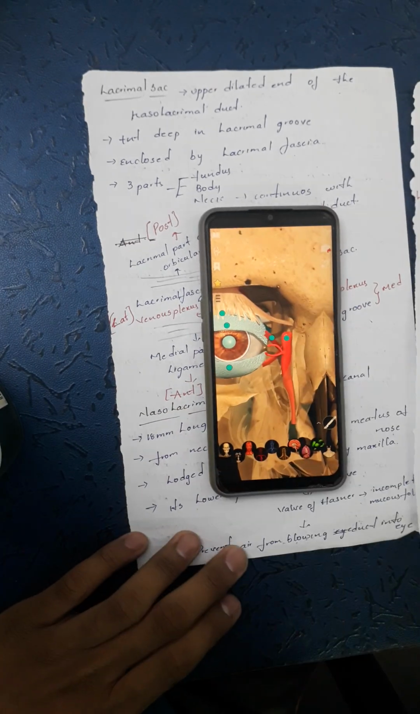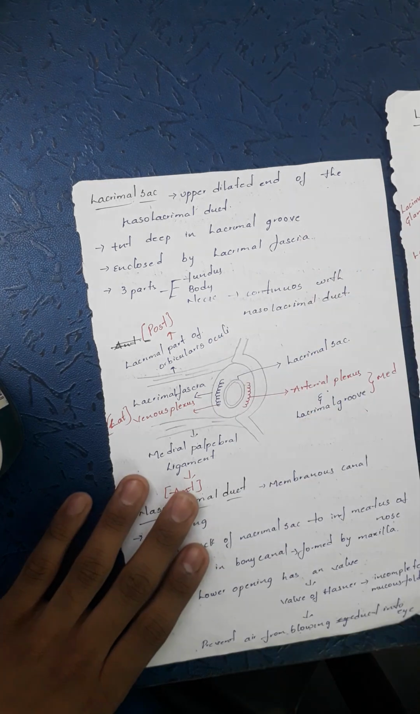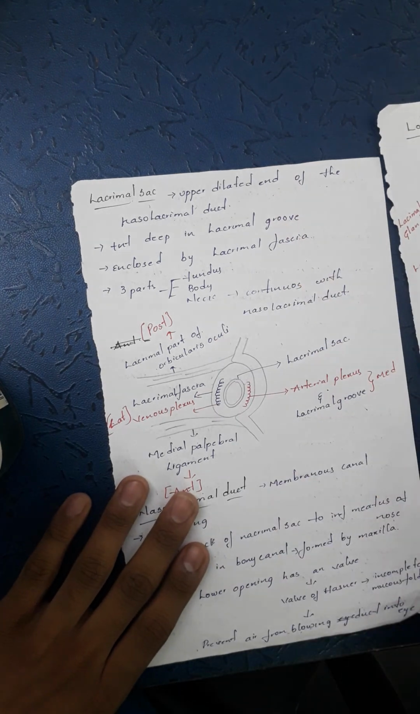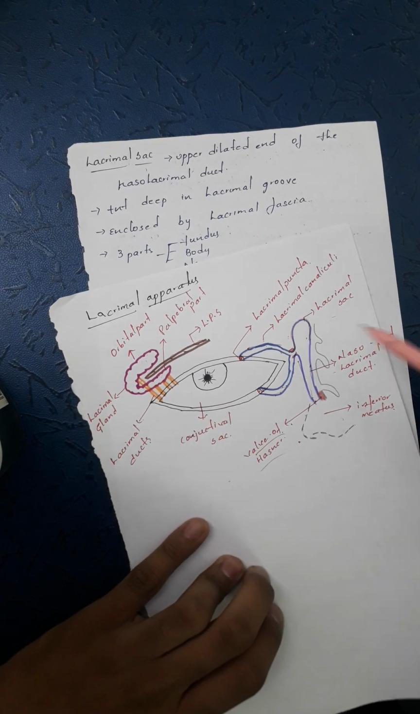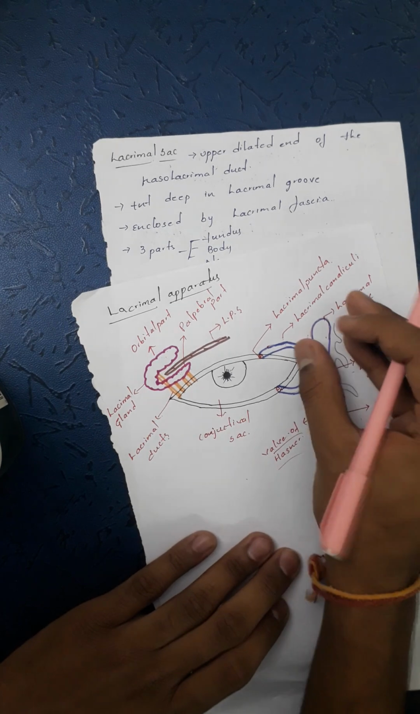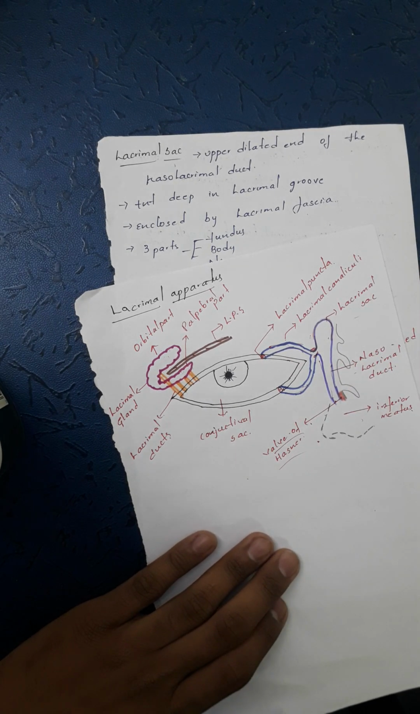Now let's see the lacrimal sac. What is the lacrimal sac? It's the upper dilated end of the nasolacrimal duct. It is present in the lacrimal groove, which is covered by the lacrimal fascia.